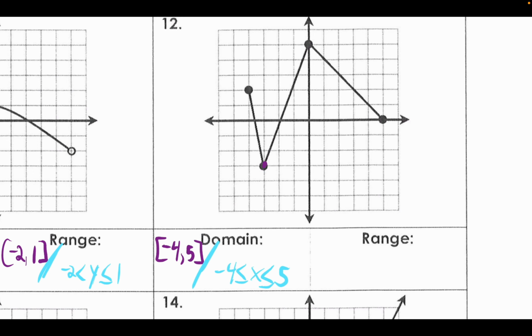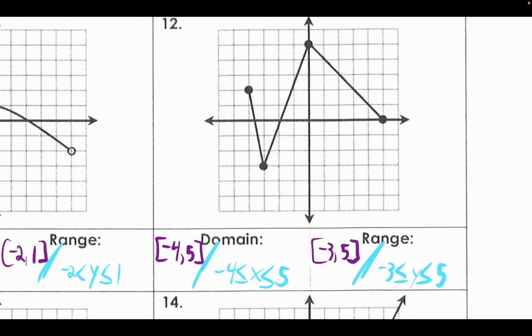Range, same idea, but now we're doing the y value, so the low to high, bottom to top. The lowest we get is here, the highest we get is here. And so that would be the y values of -3 to 5, both being brackets. Or the compound inequality, -3 is less than or equal to y, which is less than or equal to 5.